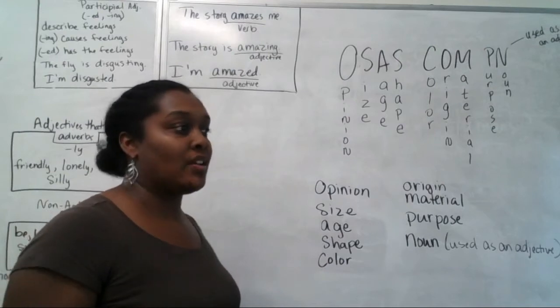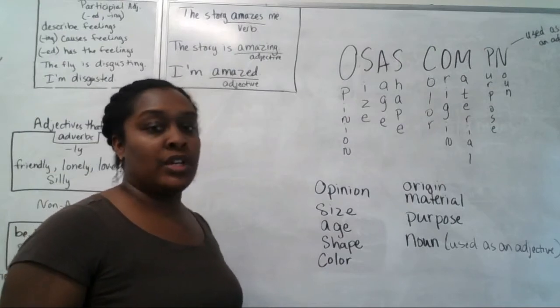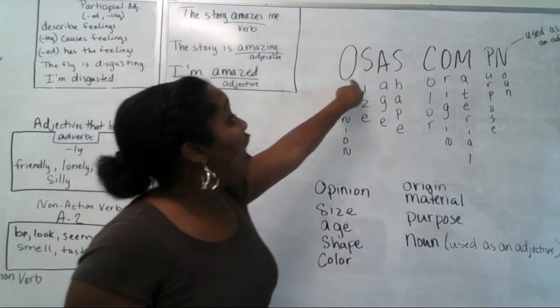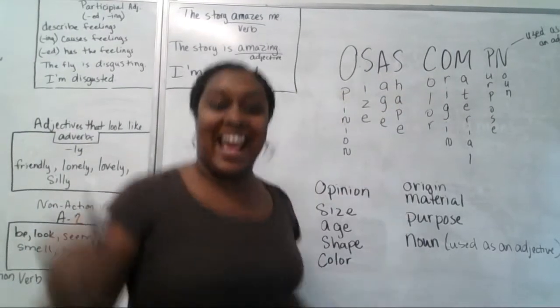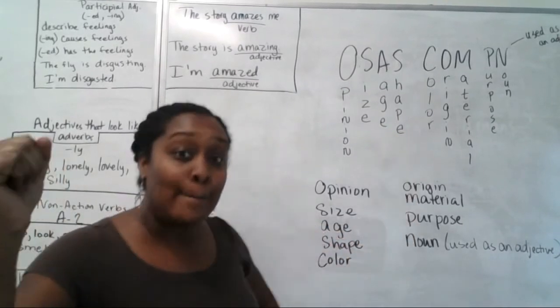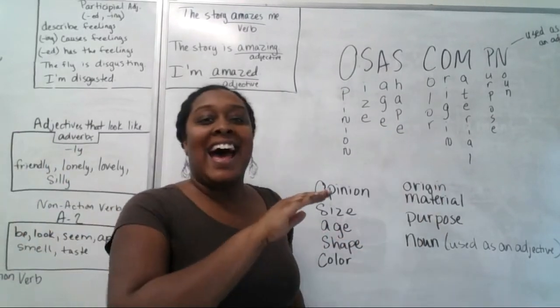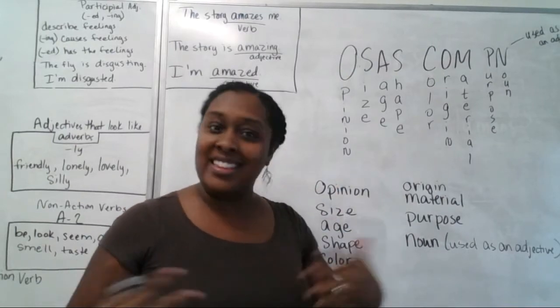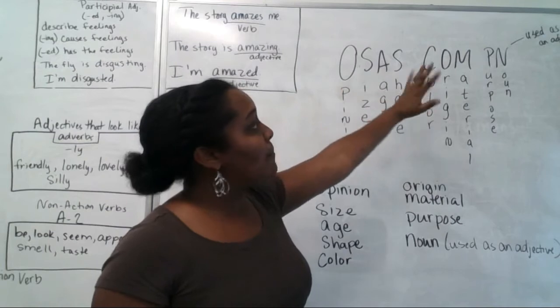If it's the same category, then we don't change it. But if it's different categories, we do "osas com pien." I just made that up. That's not real. But if it helps you to remember the order, then okay. So it's "osas com pien."